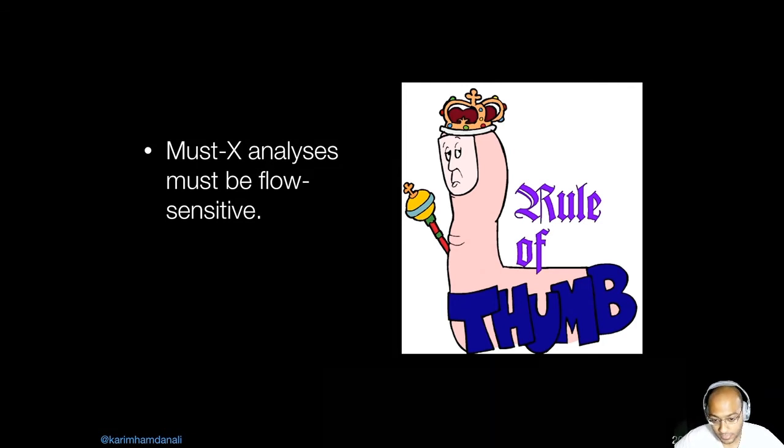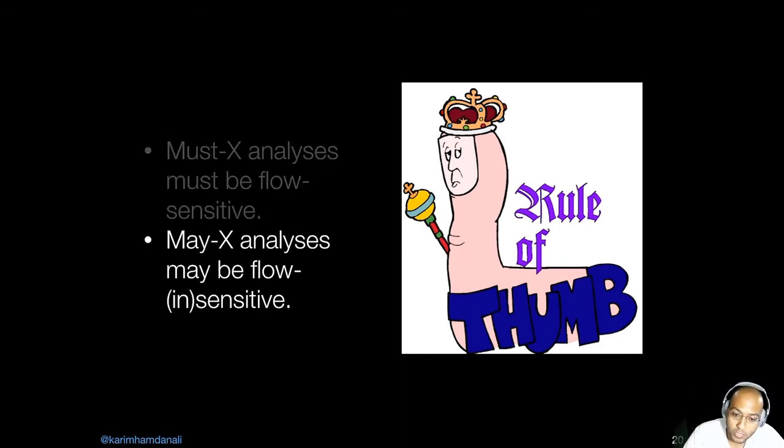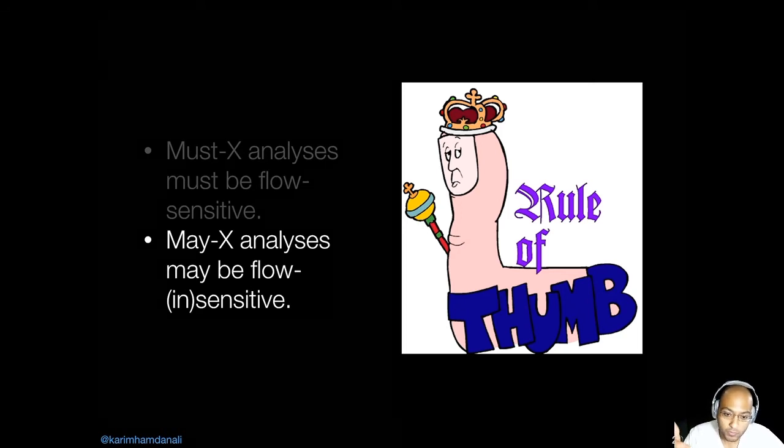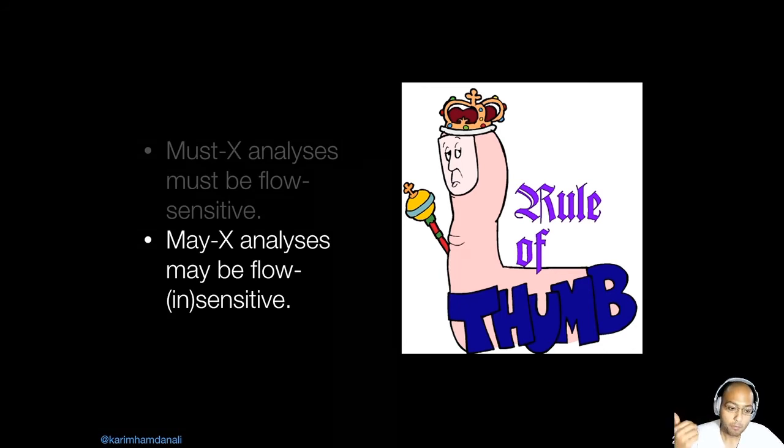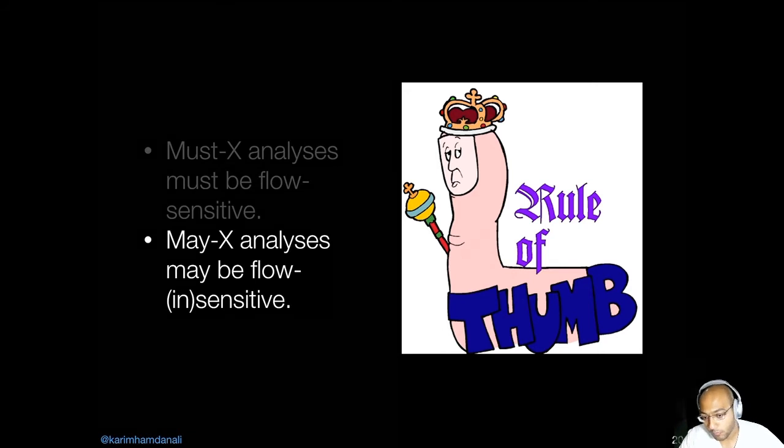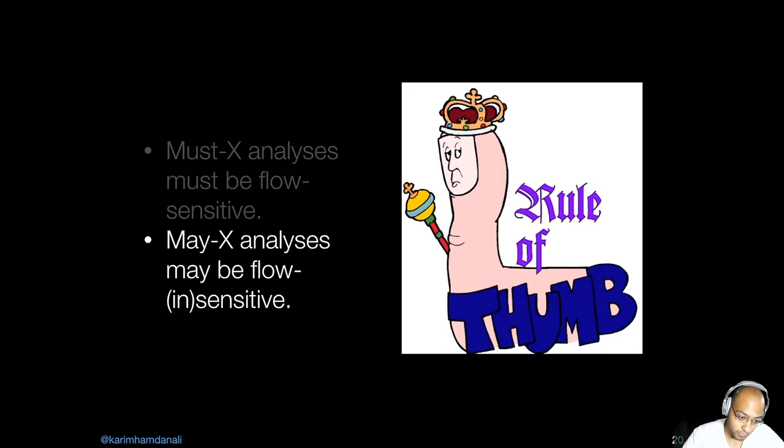May alias analysis or May X analysis, they could be flow sensitive, but they could also be flow insensitive, because you only need one path or one statement where that fact is true for your statement to be valid. You don't need to prove it for every single statement. So a rule of thumb, must X analysis should be flow sensitive. May X analysis could be flow sensitive, but could also be flow insensitive.